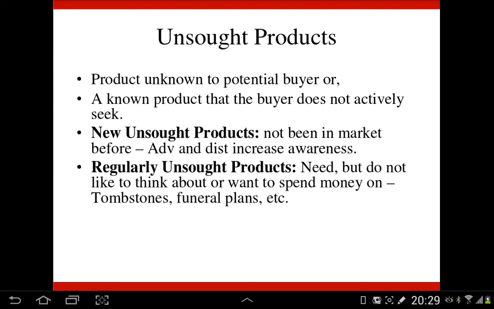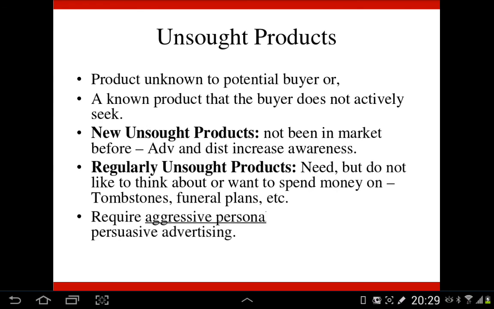And then you get regularly unsought products. These are things that people need, but they don't like to think about it and spend money on it, like funeral plans. They don't really want to think about death, so they just think, oh, hopefully it won't happen to me. But that's why you get the salesperson that calls them and says, have you considered that if you die, you're not going to have money? Are you going to have money for the funeral? Why don't you put a little bit of money away just in case it happens? And then usually people are like, okay, yeah, that's probably a good idea. And then they buy the funeral plan.